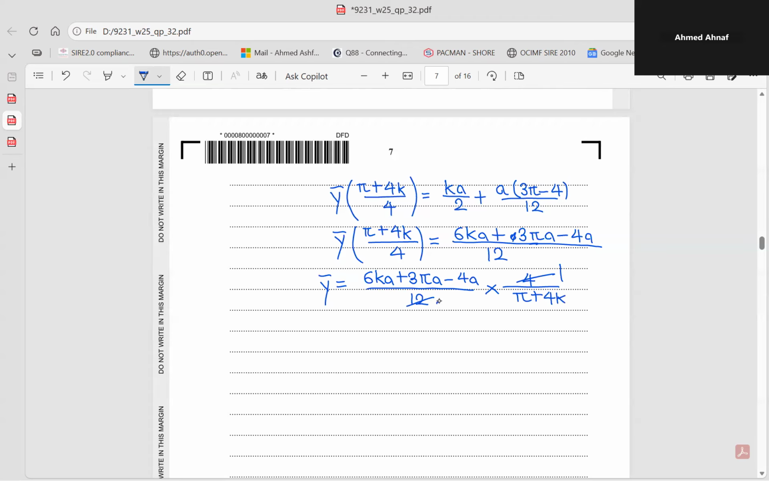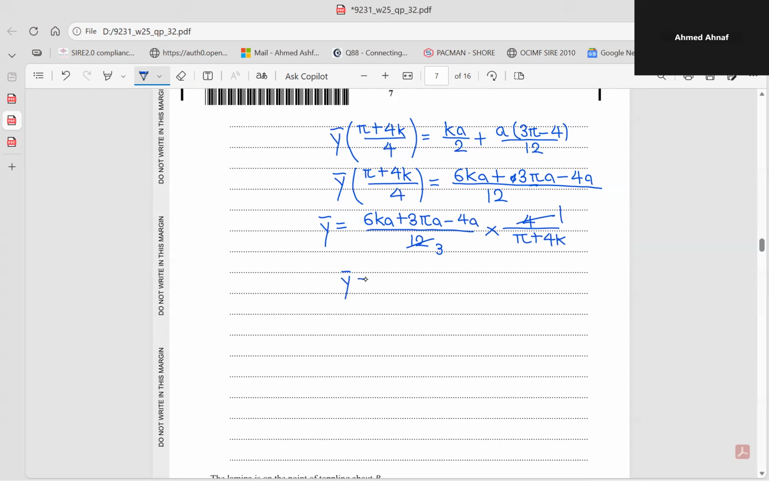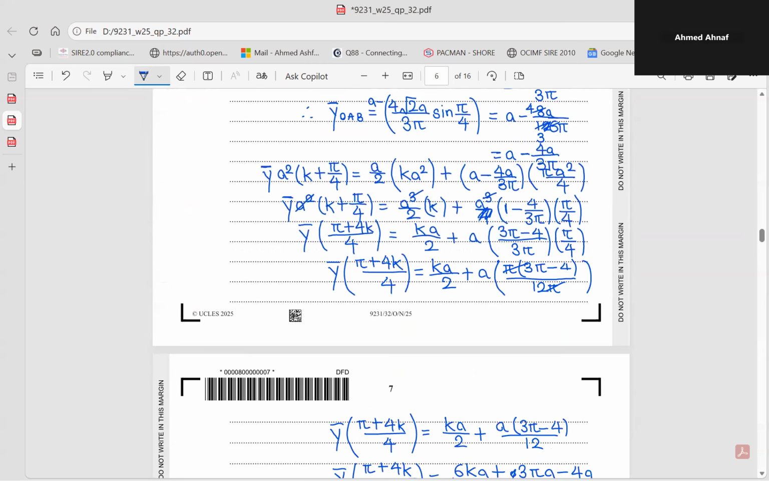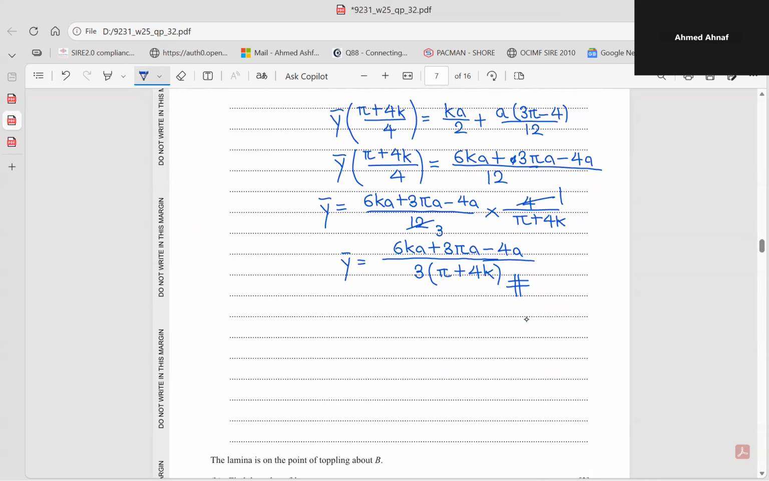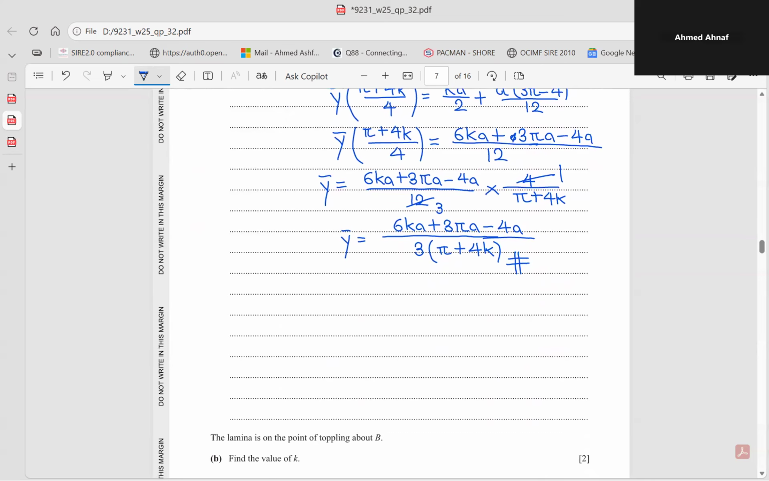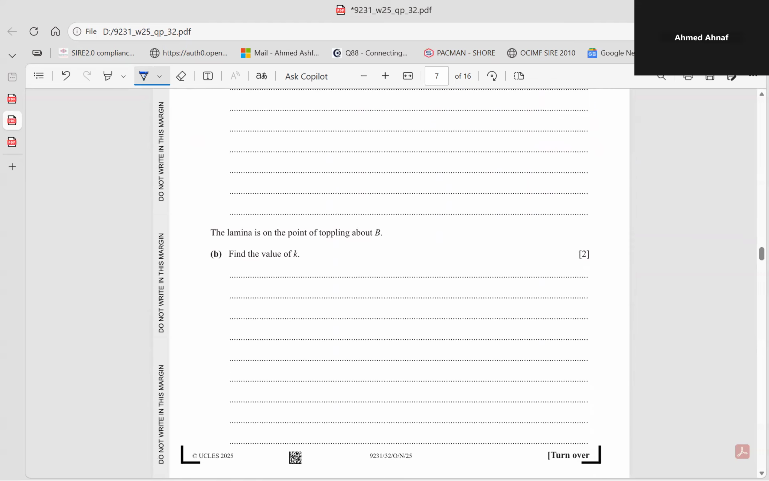So this 1, this 3. So y bar is 6ka plus 3 pi a minus 4a over 3 times pi plus 4k. Let's see if it fulfills our conditions. Ka pi. Yeah, it does. So I think we can stop here and conclude this as our final answer. Let's move on to the last part.